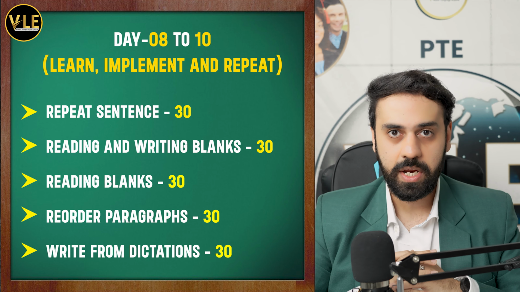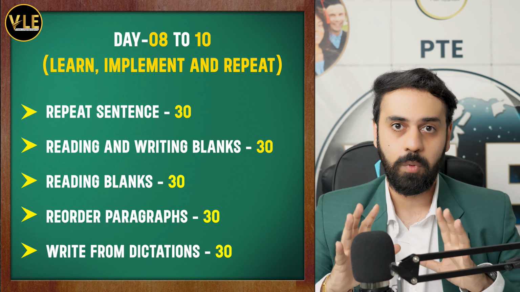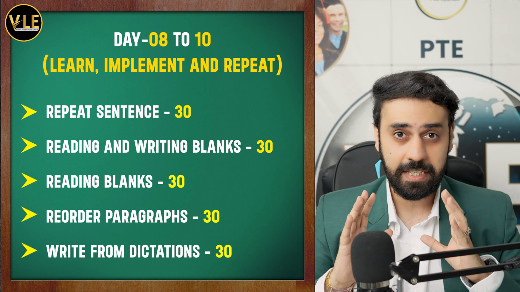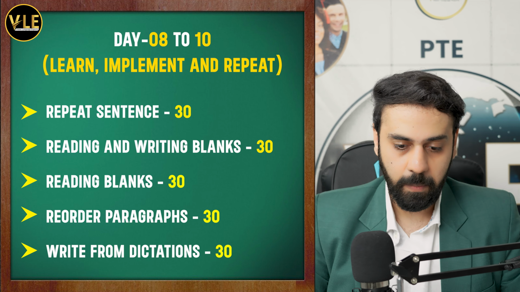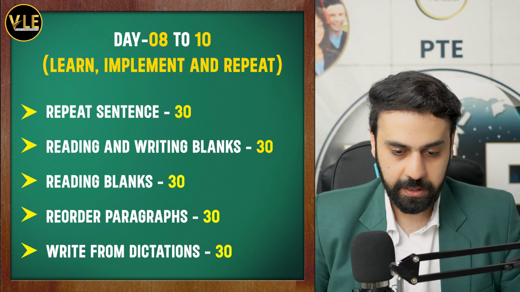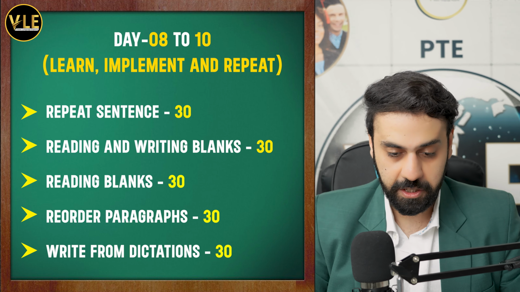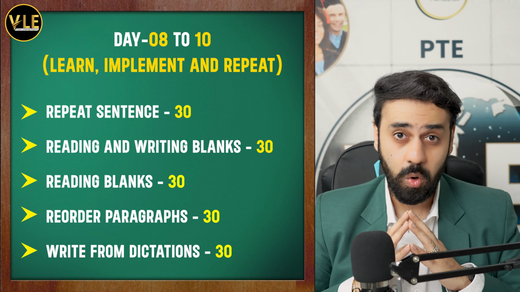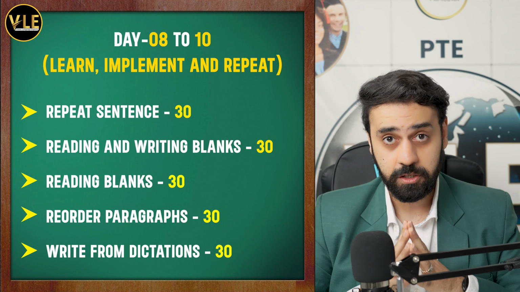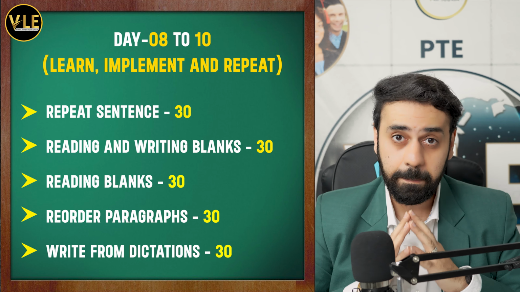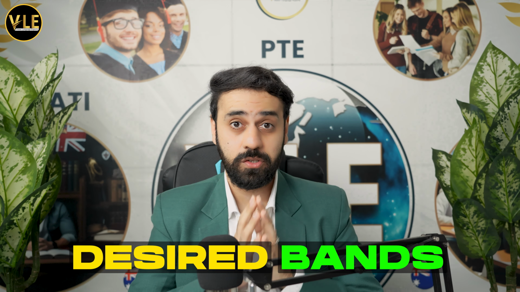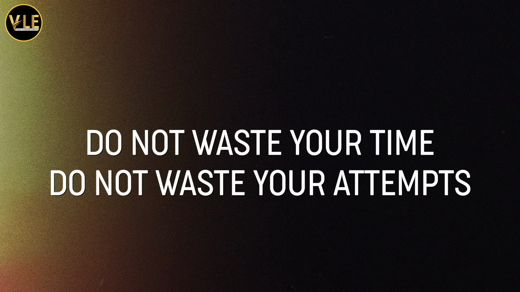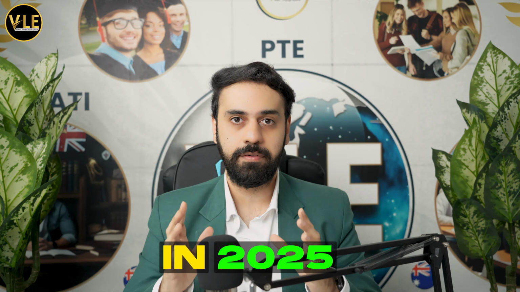Now from day 8 to day 10, again we're going to focus on 5 important tasks, but we're going to do 30 each. So repeat sentences 30, followed by reading and writing blanks 30, reading blanks 30, reorder paragraphs 30, write from dictations 30. Now these tasks you should also practice only from weekly predictions because there is a high chance of repetition from these questions. Now these students have got the desired bands following the plan. Do not waste your time, do not waste your attempts. In 2025, you can get your desired bands within the first attempt.